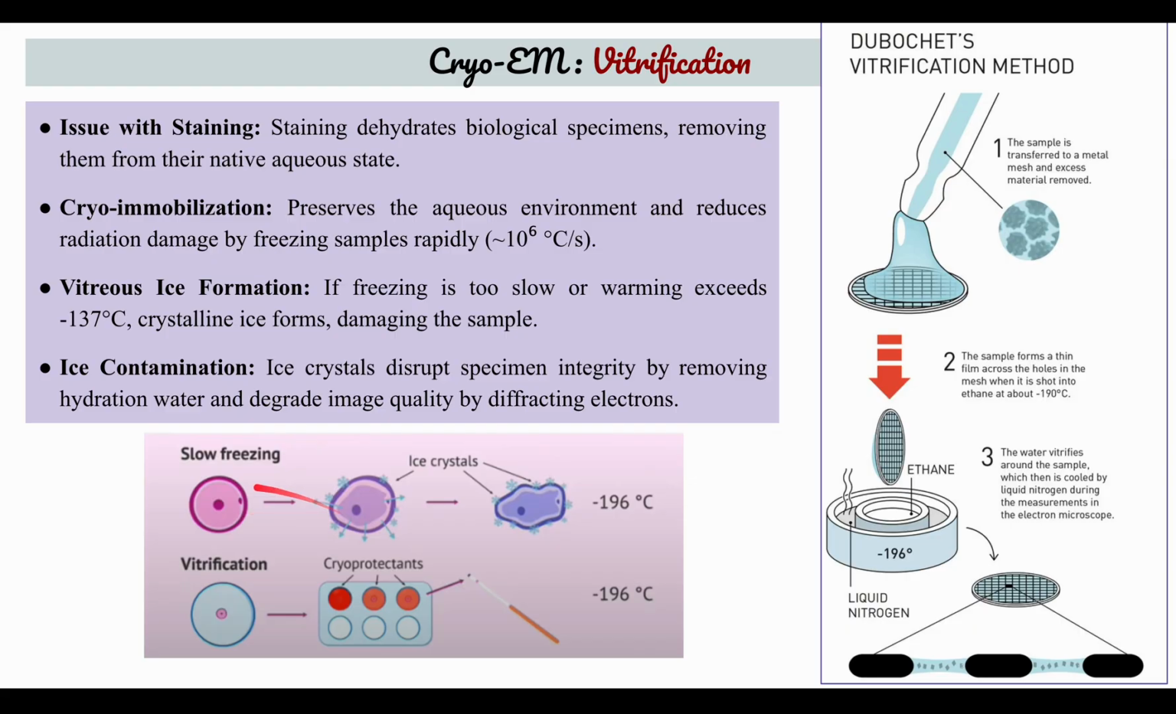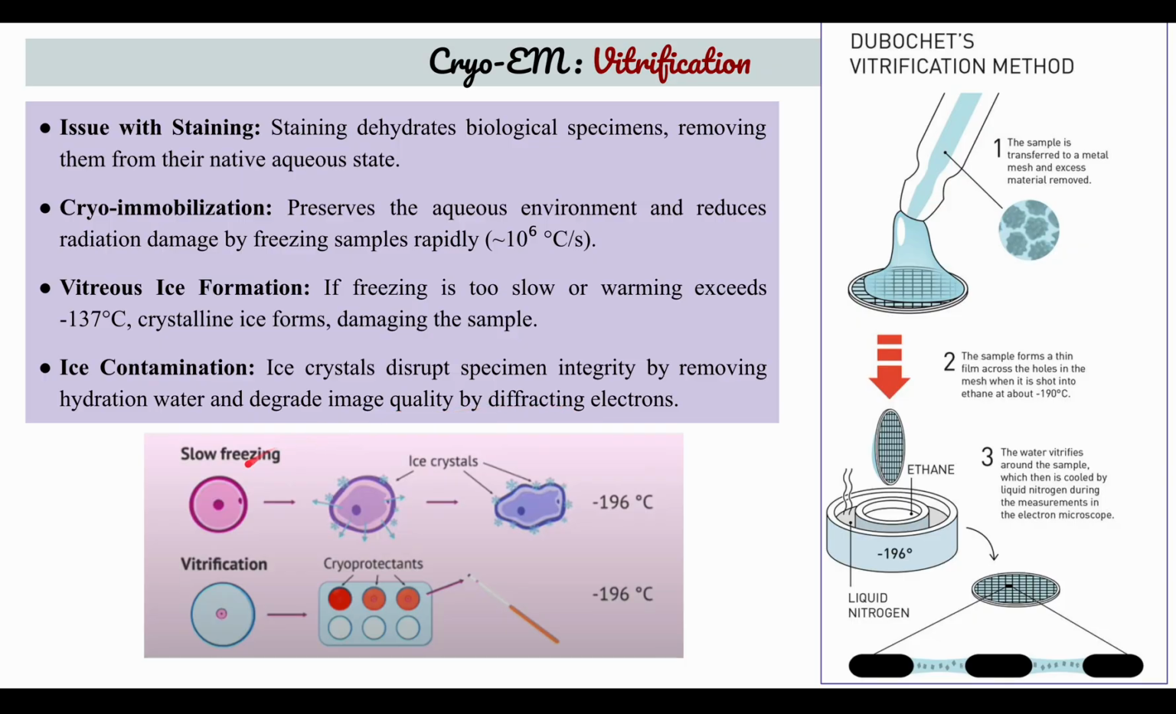So as you can see in this case, if there is slow freezing, then the aqueous environment which is present will convert to ice crystals which can damage our sample because crystalline ice is formed. But if we use vitrification, which is a fast freezing technique in which we reduce the temperature at 10 to the power 6 degrees centigrade per second, that is known as vitrification. In this case we generally use cryoprotectants, and when they are used, no ice crystals are formed, so our sample gets locked in its native state.